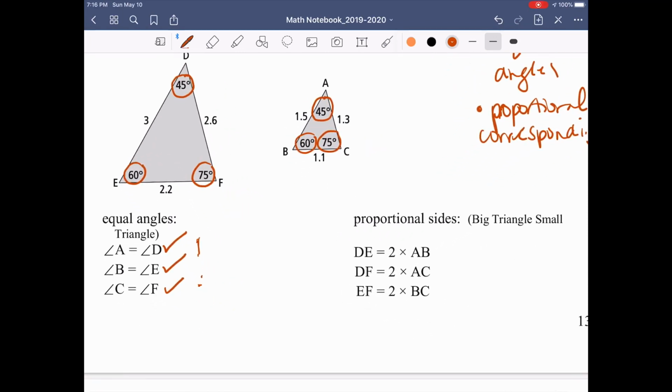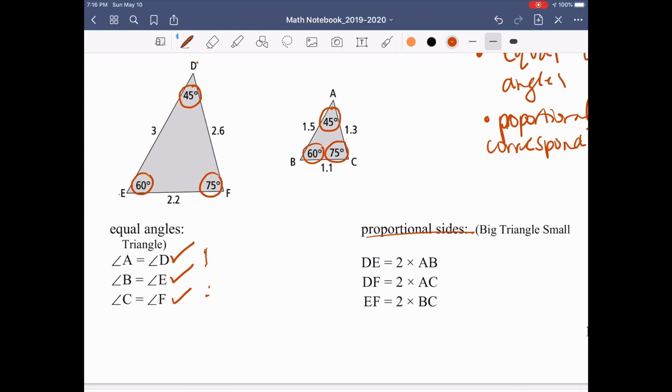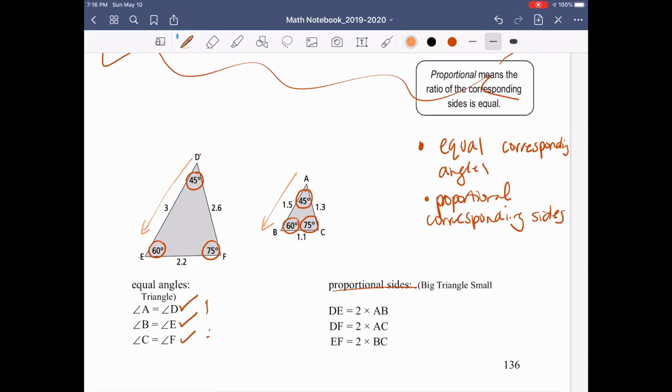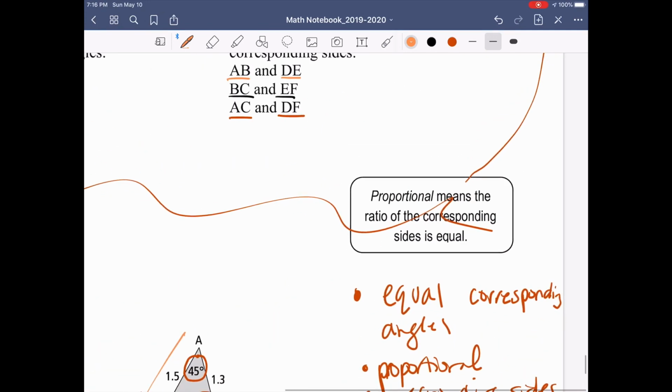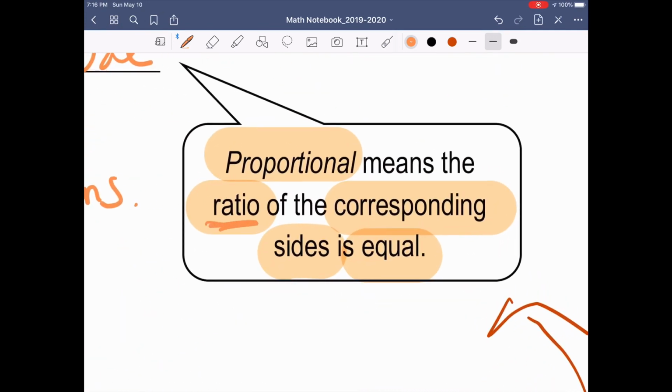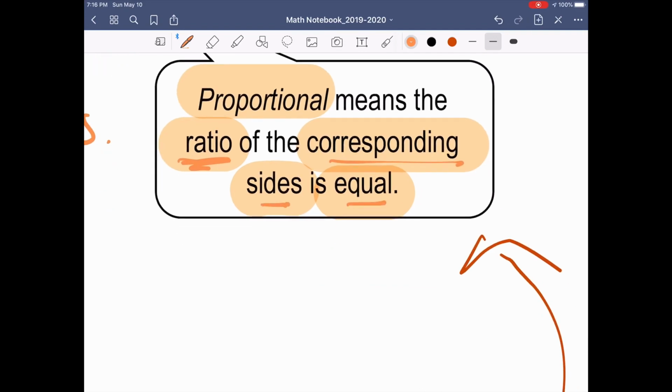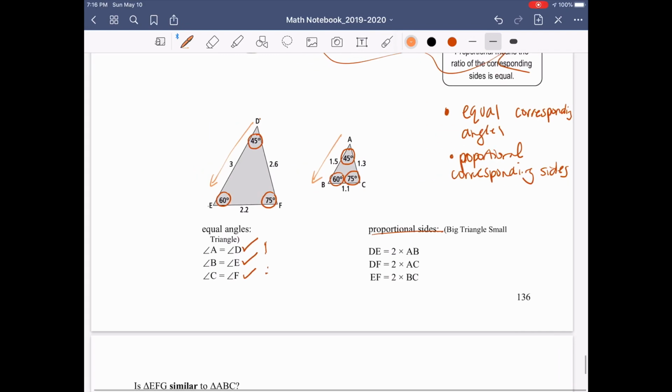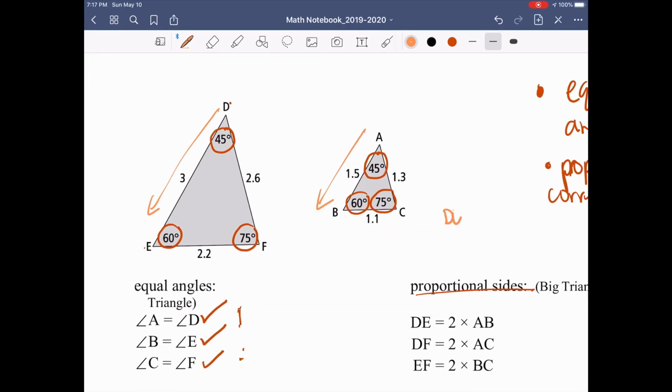Okay, let's check the proportionality of the sides. So side DE corresponds to side AB, right? The definition says in order for them to be proportional, the ratio of the corresponding sides has to be equal. So we have to find the ratio of the corresponding sides. So the ratio of DE to AB, which are two corresponding sides, is 3 over 1.5, right? Which is 2, if you divide them. That's the first corresponding side ratio.